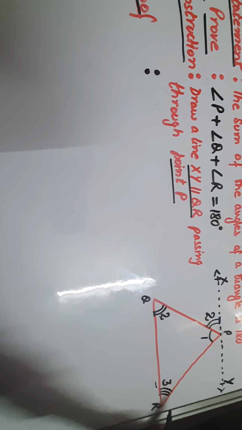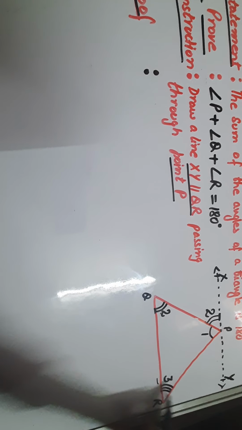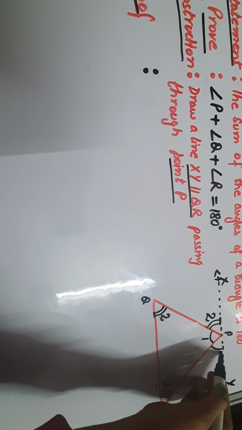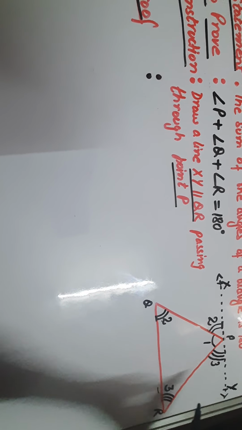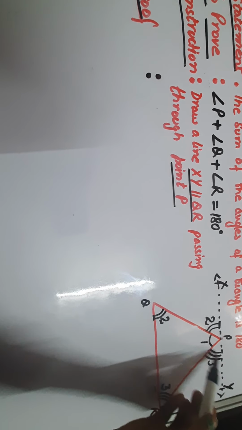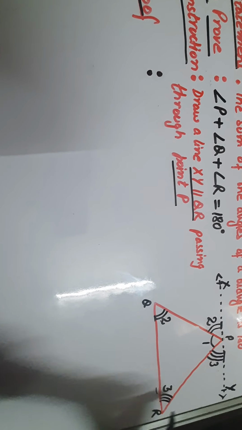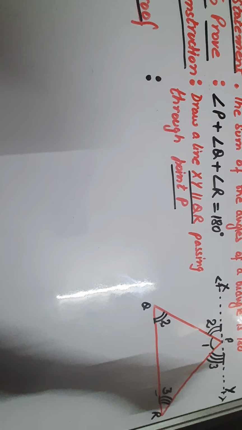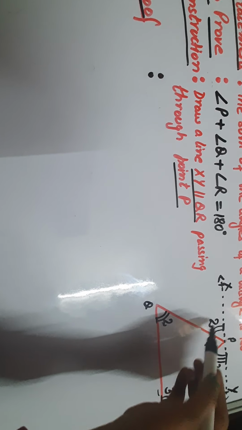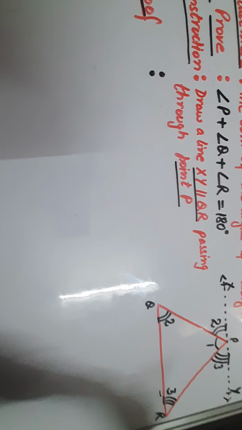Similarly, if PR is a transversal, then angle 3 must be equal to this angle. This will also be equal to angle 3. Why? Because it is on the left hand side, right hand side, touching the parallel lines also. That means again alternate interior angles. So in this way you will get angle 4 equal to 2 and 5 is equal to 3.